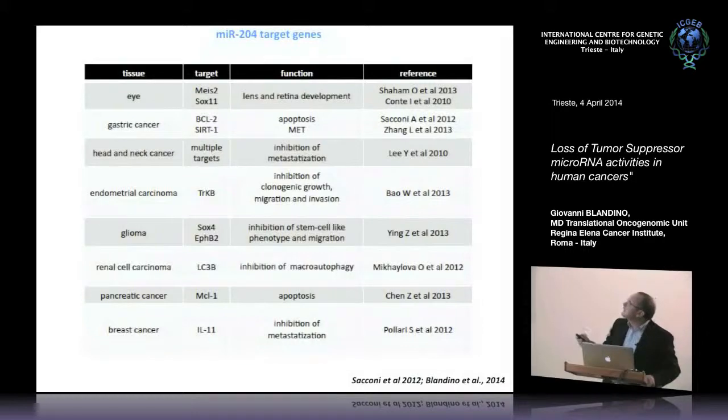And you see, there are a number of targets that have been identified, not only in gastric, but also during the development of ICE, that is one of the critical roles in renal cell carcinoma, in pancreatic cancer cells. So it starts to be a robust tumor suppressor that is involved in different types of tumors where it may target different mRNAs.